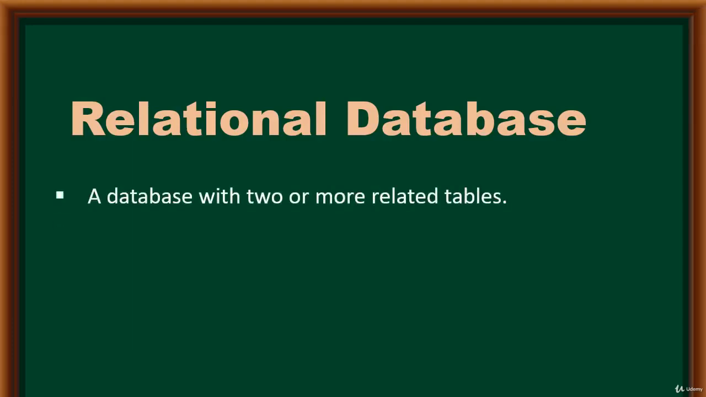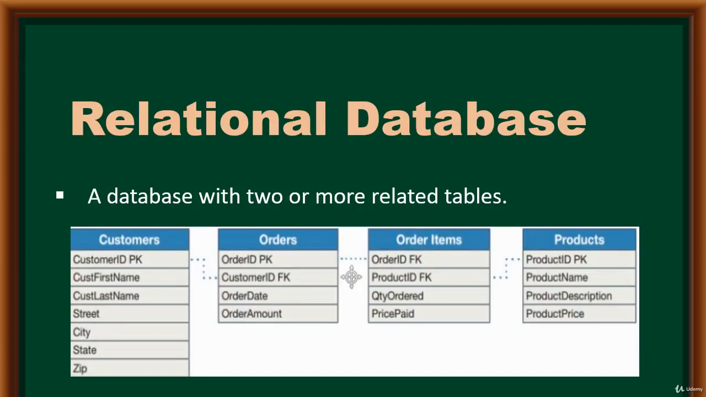Next, I want to introduce you to the concept of a relational database. A relational database basically is a database where two or more tables are related. So I'm going to show you a quick illustration. This is an illustration where we have several tables in the database. So customers is one table, orders is one table, order items is another table, products is another table. So with a relational database, there must be a relationship between two or more tables.